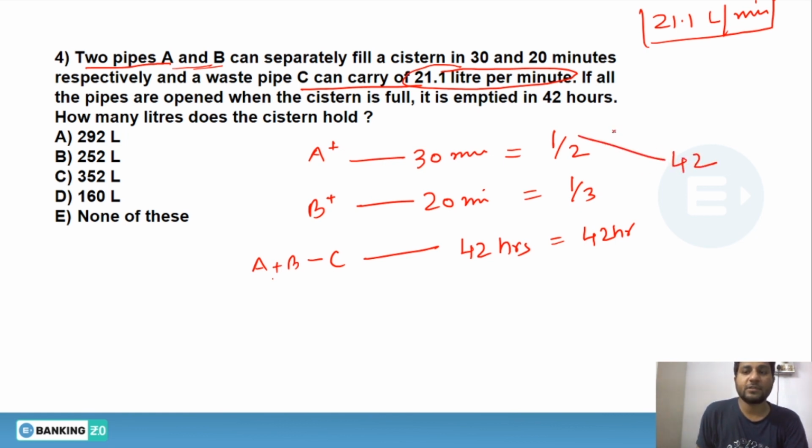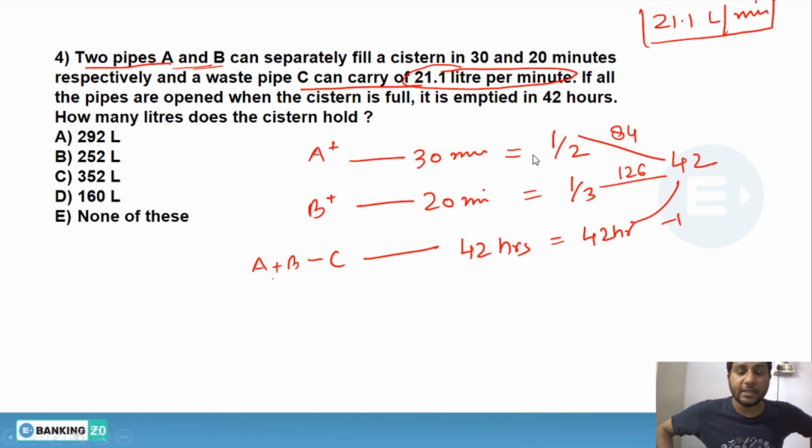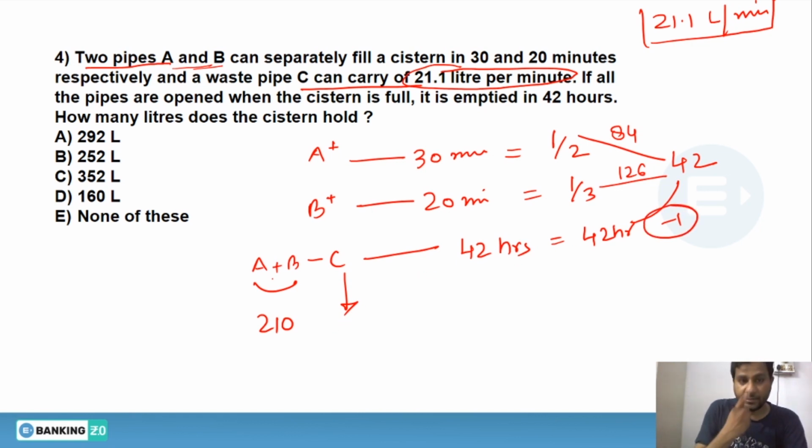That means the efficiency of A would become 84. The efficiency of B would become 126, while C's efficiency would be negative. Why negative? Because with all three open, the tank will still be emptying. That means if these two together carry 210 units, C should carry more than 210 to make the efficiency negative.